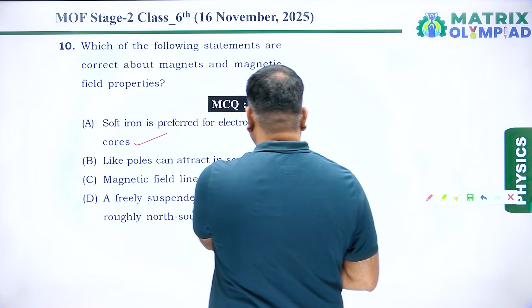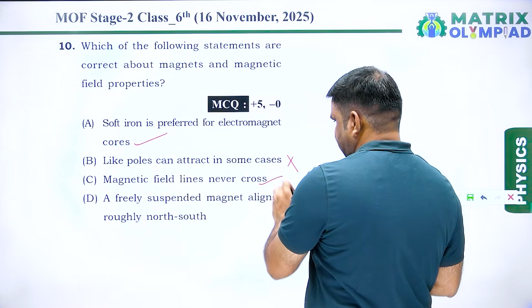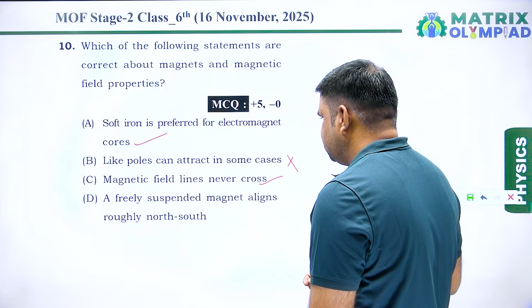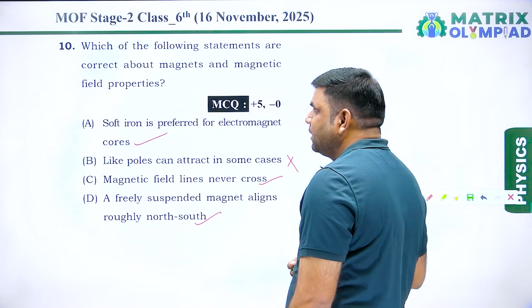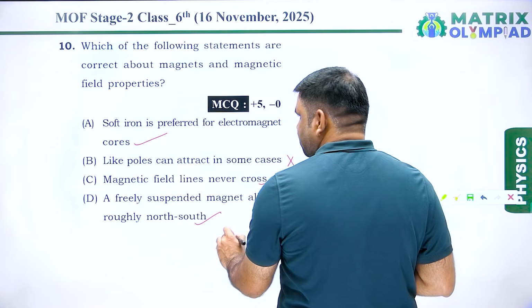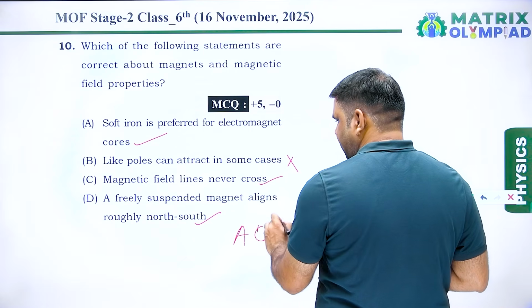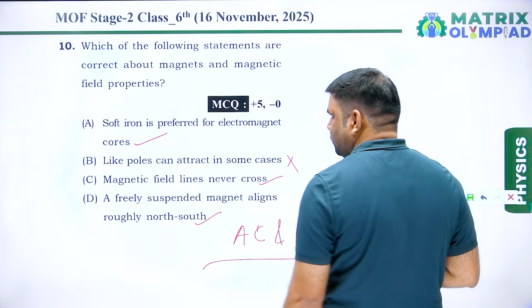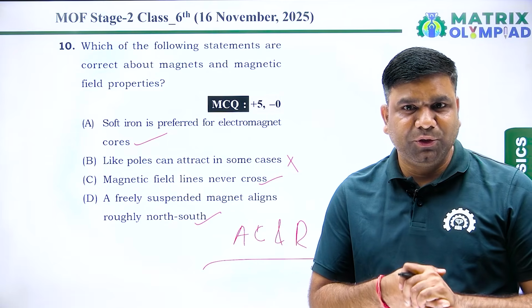Like poles can attract in some cases. No, this is false. Magnetic field lines never cross each other. Yes, this is also true. A freely suspended magnet lies roughly north and south. Yes, this is also true. So our correct options for question number 10 are A, C and D. So these are the solutions of the physics part. I hope you get your answers.